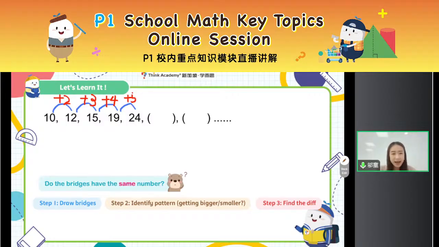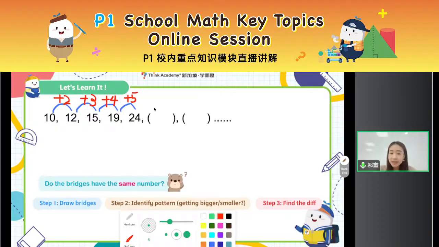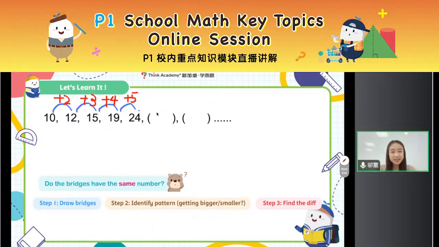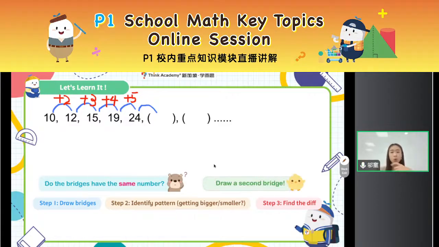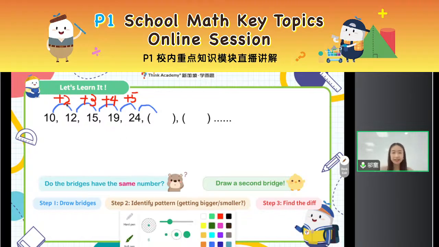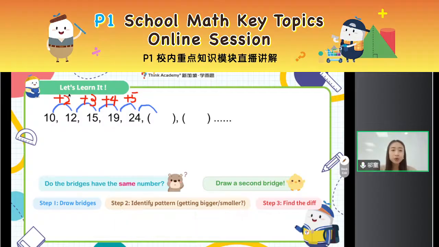Now let's have a guess. What is my next difference? Is it still a number pattern question? Do you find any rule behind? Yes, very, very good. How is the difference changing this time? Oh, you can draw a second bridge on the difference. Is it? Let's check it. From 2 to 3. From 3 to 4. From 4 to 5. And there is a difference of 1 even on the difference.